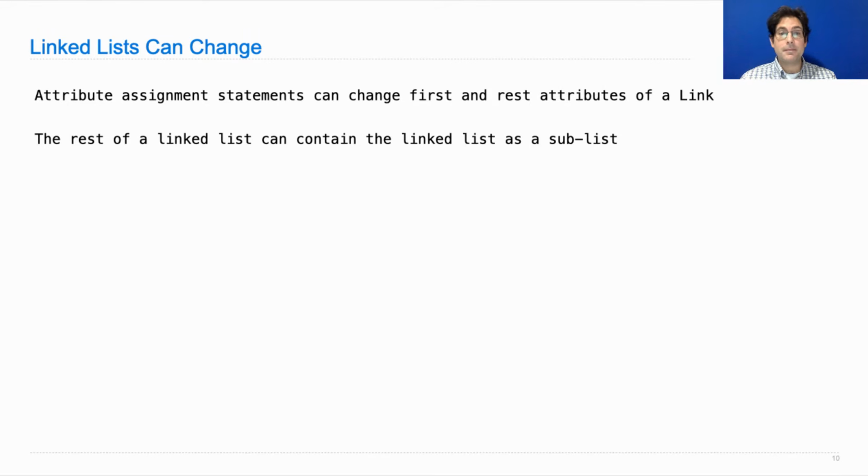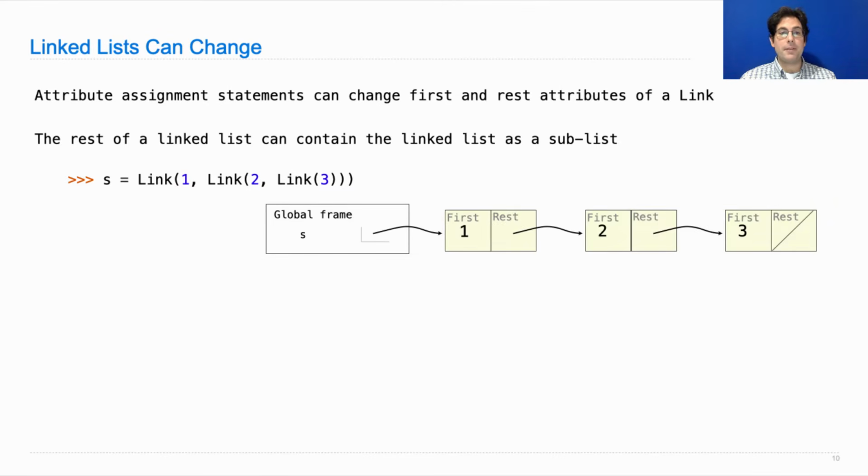as a sublist. So let's say I start with a linked list with 3 elements, 1, 2, and 3. Here's a sketch of what this might look like. The actual environment diagram is more complicated, but here's the essence of a linked list, is that it's just 2 attributes, the first and the rest, where the first is, in this case, a number, and the rest is another link instance. So here's the second one.